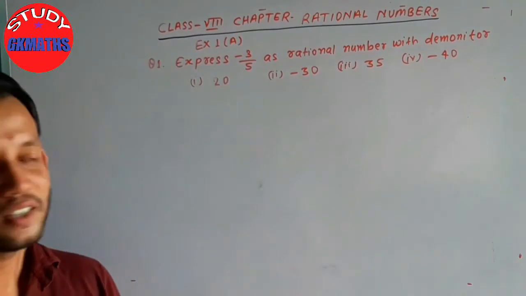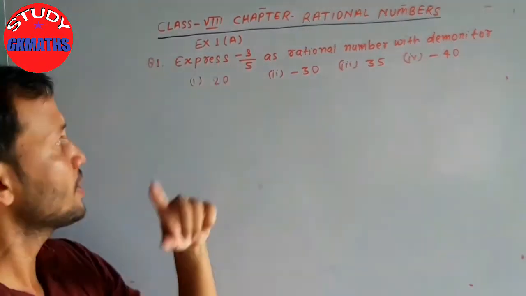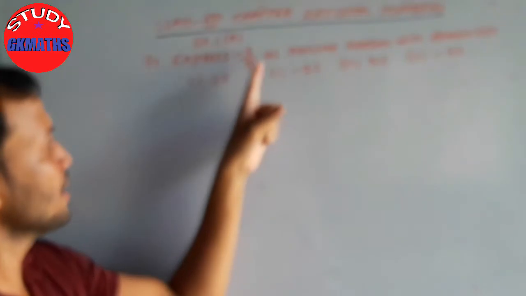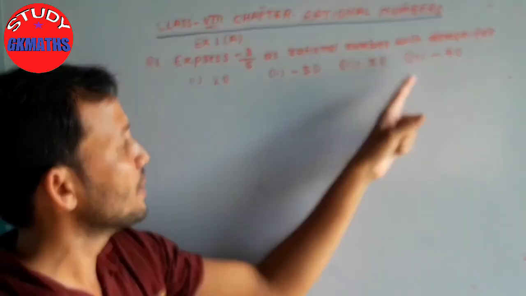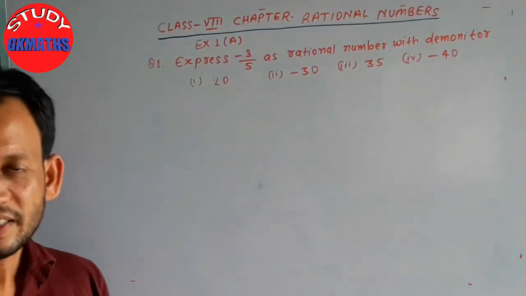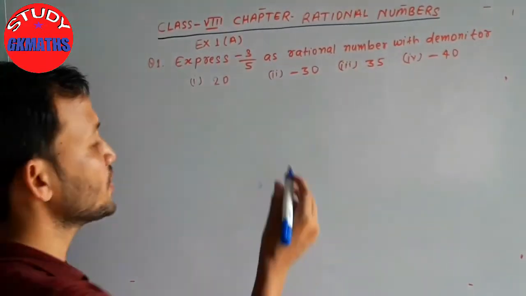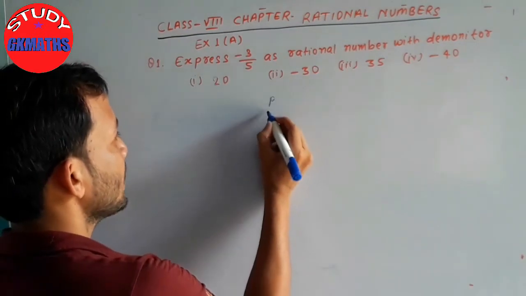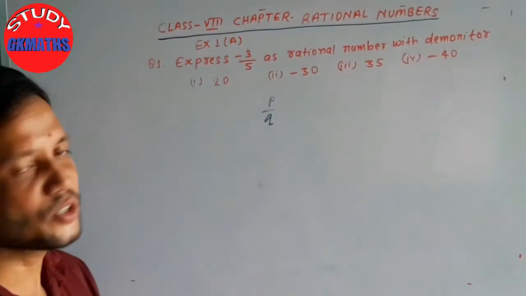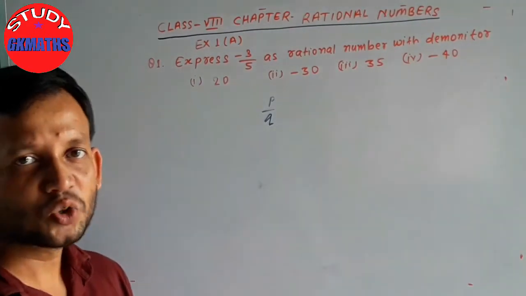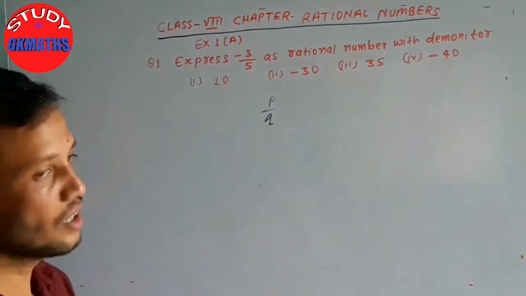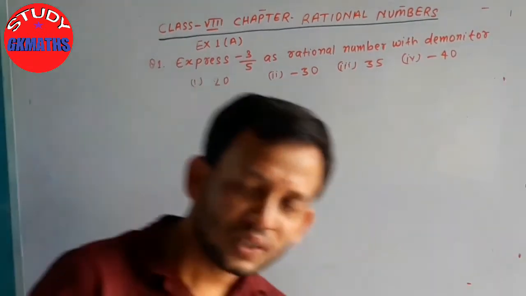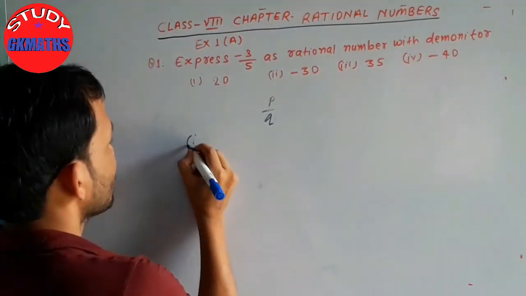Here is the question. Chapter exercise number 1A. Question: express minus 3 upon 5 as a rational number with denominator: first 20, second minus 30, third 35 and fourth minus 40. Child, you know that a rational number is of the form p by q. P is the numerator and Q is the denominator. So you will calculate this rational number with denominator 20. How can you find it? Now we have the first question, 20.